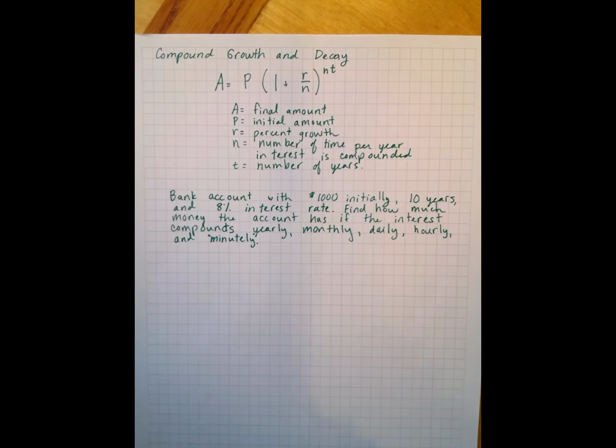In class, you've been talking about compound growth and decay. So we're going to look at how this works. We know that the formula for compound growth and decay is A equals P times the quantity 1 plus R over N, raised to the power of NT. A is the final amount, P is the initial amount, R is the percent growth, N is the number of times per year the interest is compounded, and T is the number of years.